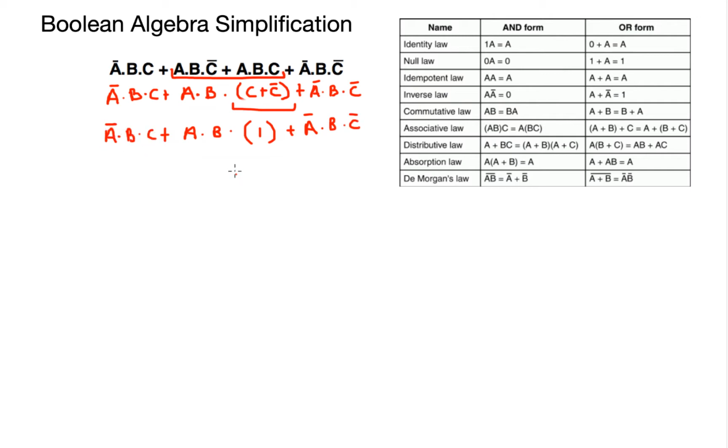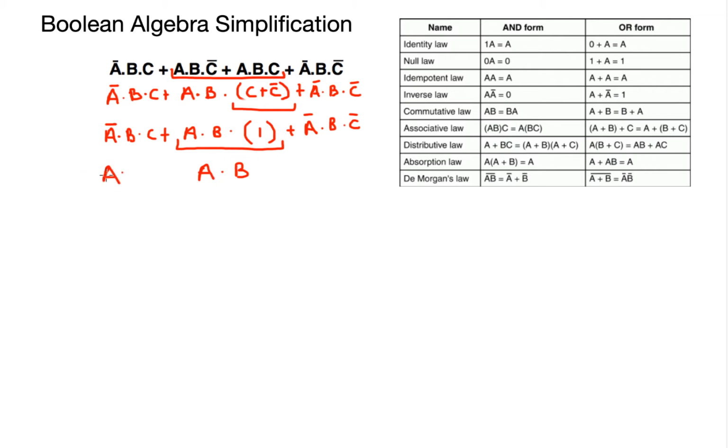The next step now is to look at A and B and 1 inside the parentheses. If I AND A and B with a 1, the identity law states that it will return whatever you ANDed it with. So in this case, because we ANDed A and B with 1, it just returns A and B. And again, I'll write the rest of the expression in.